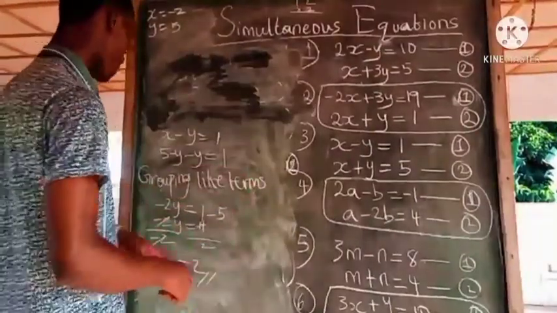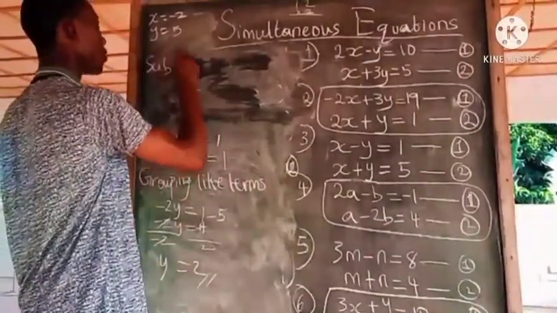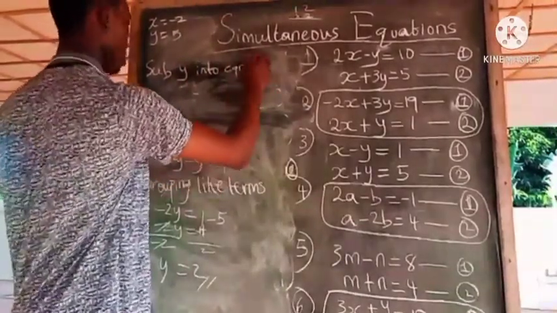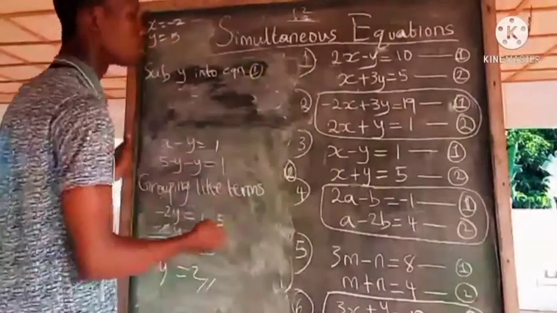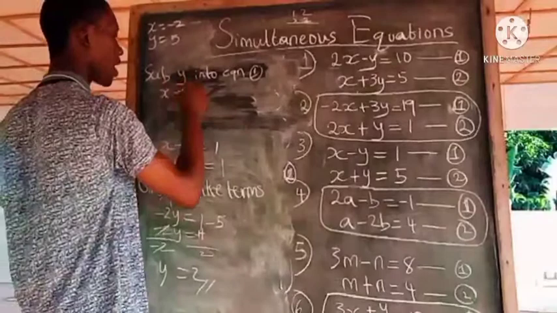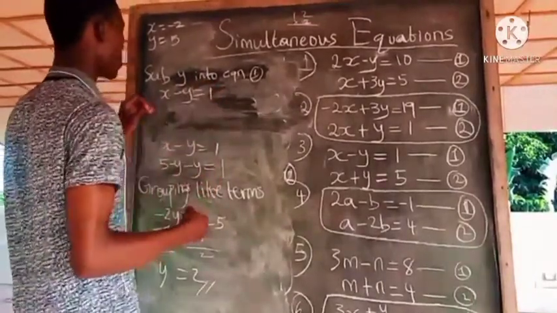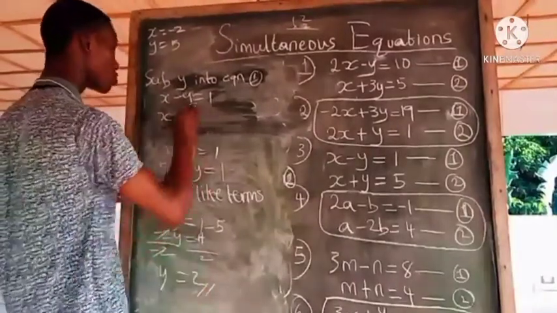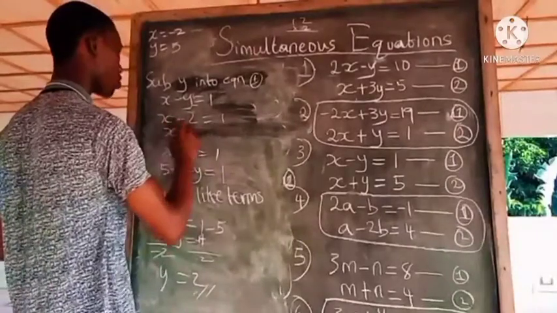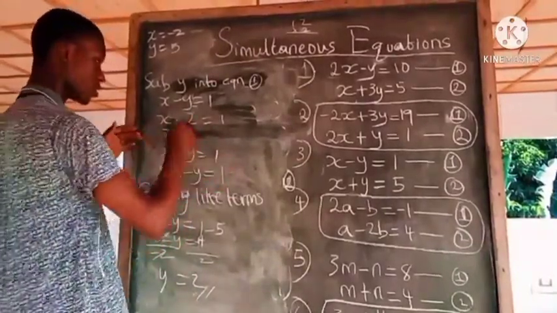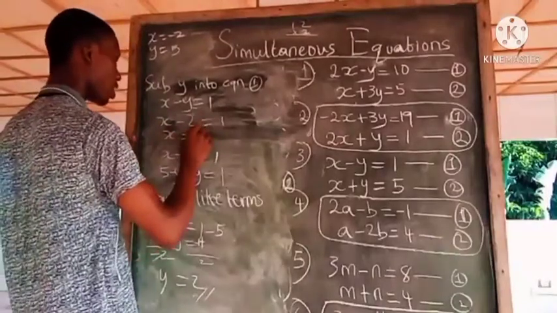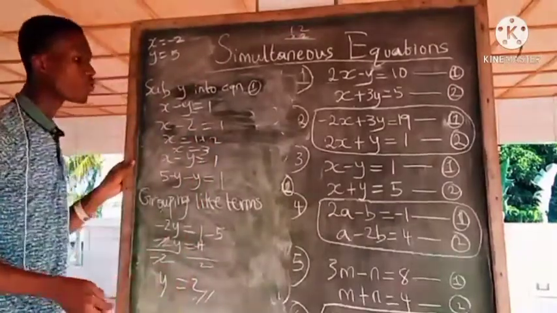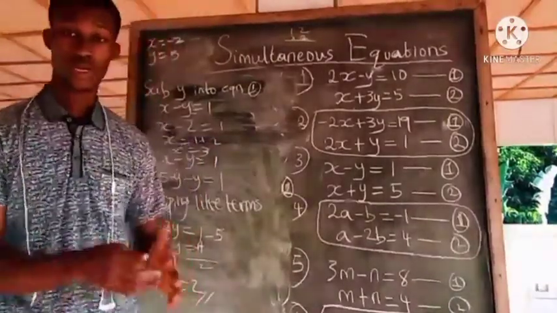We are going to substitute y into equation, let's use equation 1. So our equation 1 now is what? x minus y equal to 1. Then what's the next step? We'll just represent this y. So x minus 2 is equal to 1. So we're getting our x equal to what? Now we are grouping like terms again. So now x is equal to 1 plus 2. So our x now is equal to 3. So which means that y is equal to 2 and x is equal to 3.